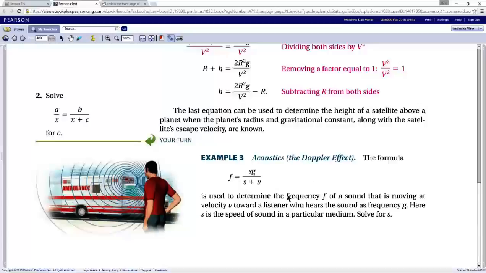This is a formula that actually works to determine some stuff, where F is the frequency of the sound that is moving at a velocity v. Here I'm kind of locating them in the formula. Here's v, and this g they're saying is the frequency of the sound towards a person who hears it, the sound coming at you. So if you had a tuning device that could measure frequency as that ambulance is coming towards you, you can take that frequency, and what you're hearing as it's coming towards you is a frequency g, and here's the speed of sound in the particular medium.